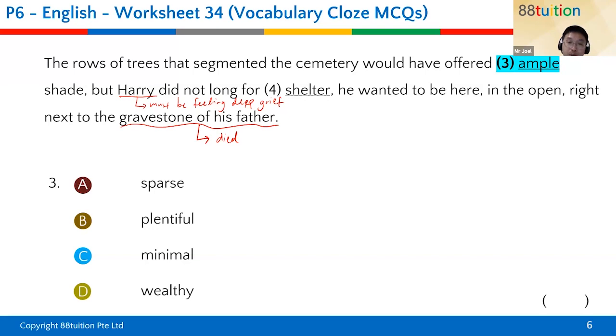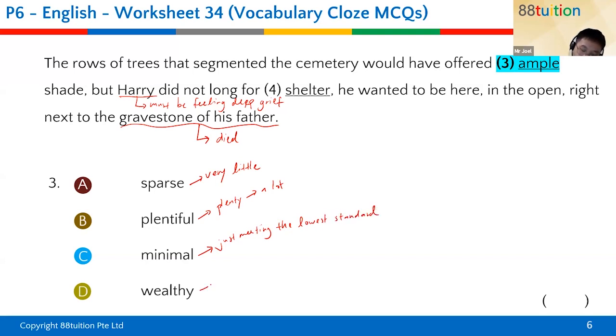Okay, I'll give you some clues, okay? Sparse means very little. Plentiful comes from the word plenty, doesn't it? So plenty means a lot. All right, minimal means just meeting the lowest standard. And wealthy means very rich. So from these clues here, Yuanjia, what do you think your answer is?